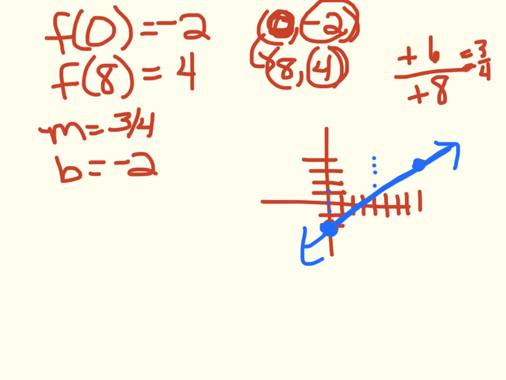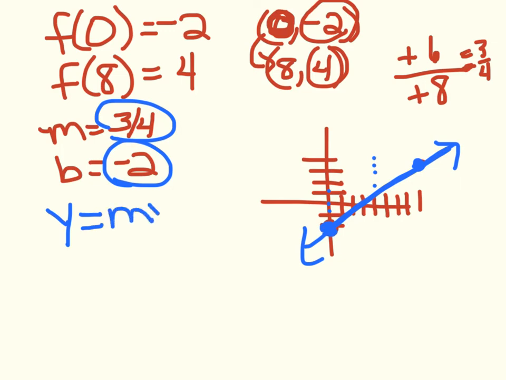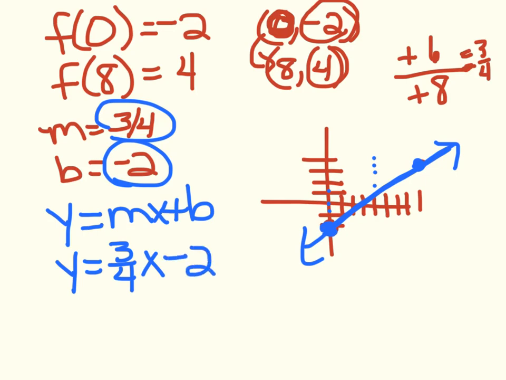Okay, now that we have the slope and the y-intercept, we can write our equation in slope-intercept form, which is y equals mx plus b. Okay, so y equals, what is the slope? 3/4. Okay, and then we're going to write our x, and then the y-intercept is negative 2. So there you go.